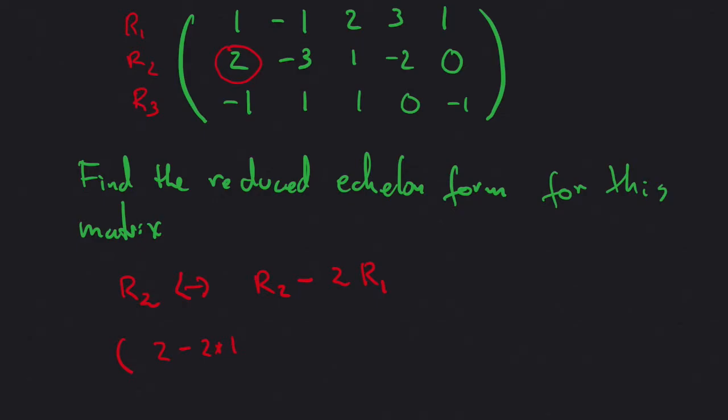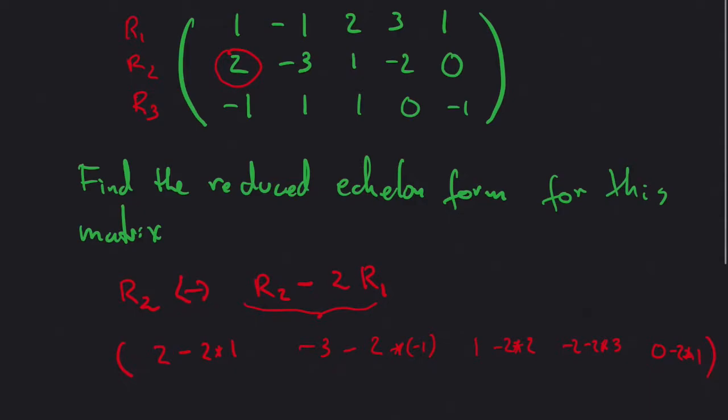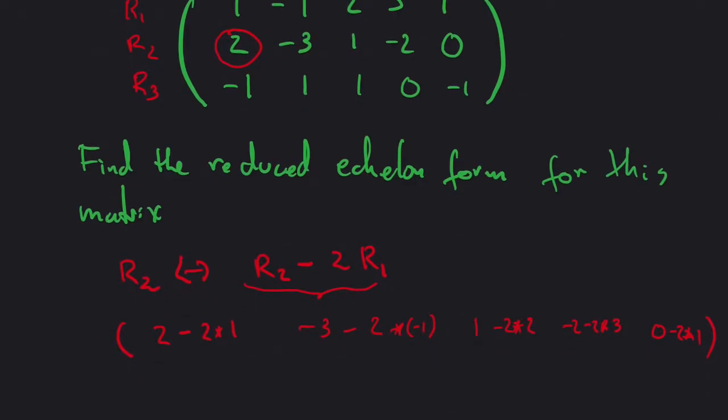Let me write it down that way. Then I would have -3 minus 2 times -1. Then I'll have 1 minus 2 times 2. Then I'll get -2 minus 2 times 3. And then finally, I will get 0 minus 2 times 1. So this is the result of computing the second row minus 2 times the first row. In other words, what I'm computing over here would be 0. That would be the first component of that row that I'm going to substitute.